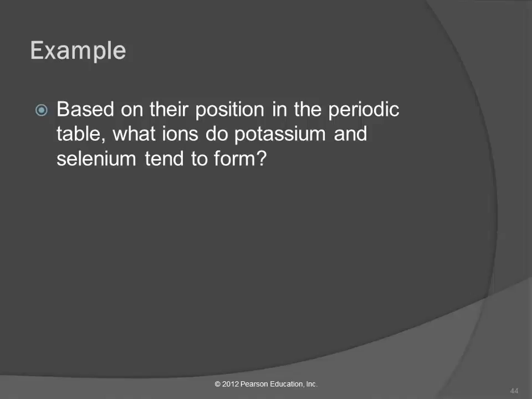Based on their position in the periodic table, what ions do potassium and selenium tend to form? Well, where is potassium in the periodic table? It's in group 1. What kind of ion do group 1 ions form? +1. So potassium is K, it's going to make a +1. How about selenium? Selenium's over here in group 6A. -2. Selenium is going to form a -2 ion. If you're going to play my board game, you start over here with krypton, and you take 2 steps backwards. -2.